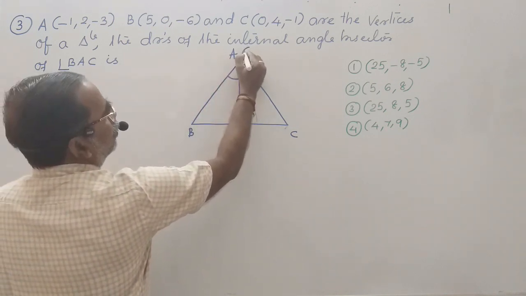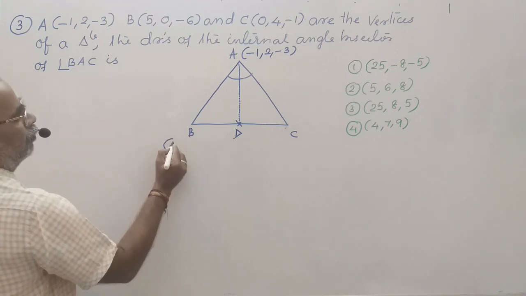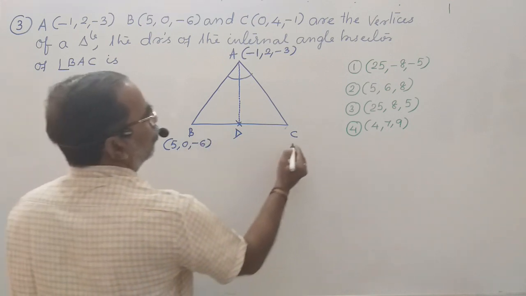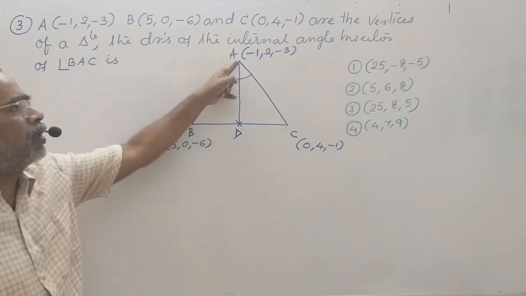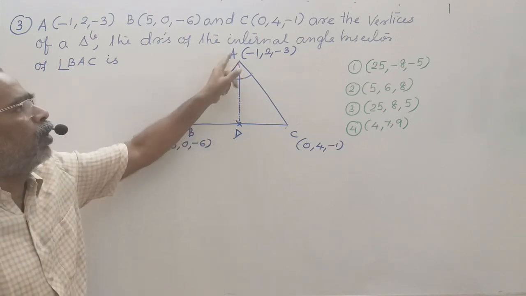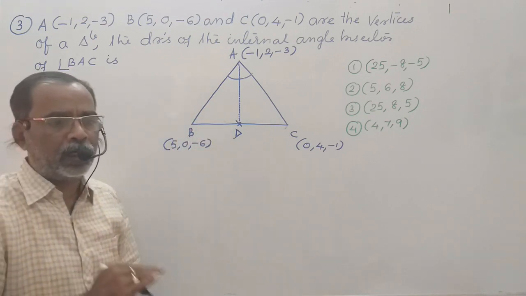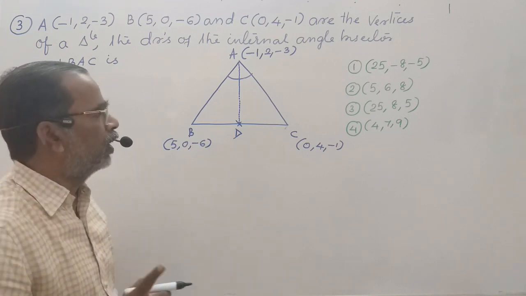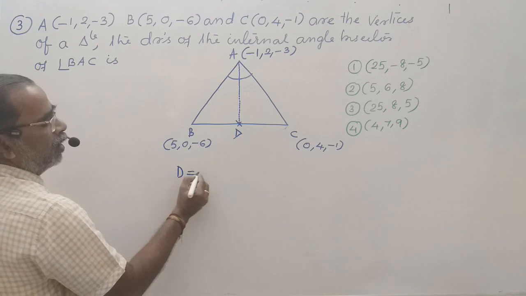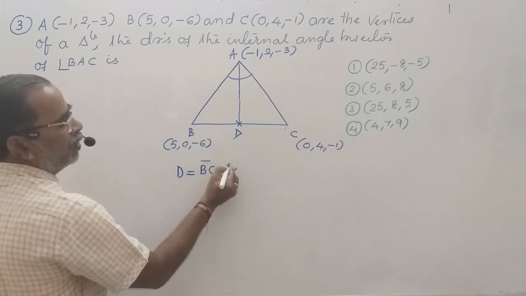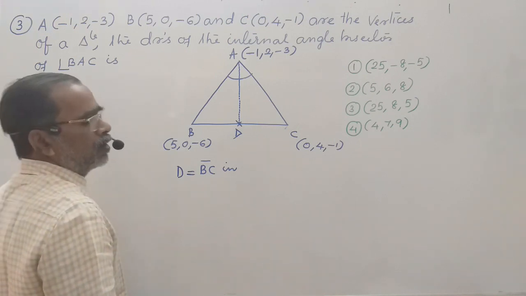So already the points are given. A point is minus 1, 2, minus 3, B point is 5, 0, minus 6, and C point is 0, 4, minus 1. To find the DRs of this internal angle bisector AD, we already have a point A on this line. If you know another point, then DRs can be found simply using x2 minus x1, y2 minus y1, z2 minus z1. Therefore, now I will try to find the point D. We know that this point D lies on the side BC and it divides BC in the ratio of these two sides. This concept comes in the incenter and its properties, its definitions.